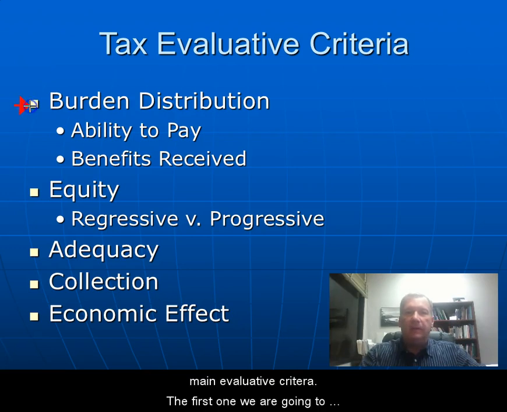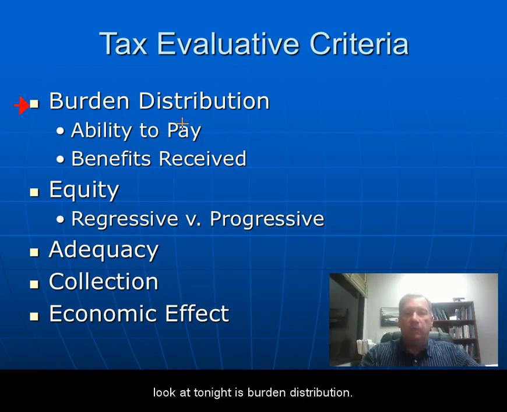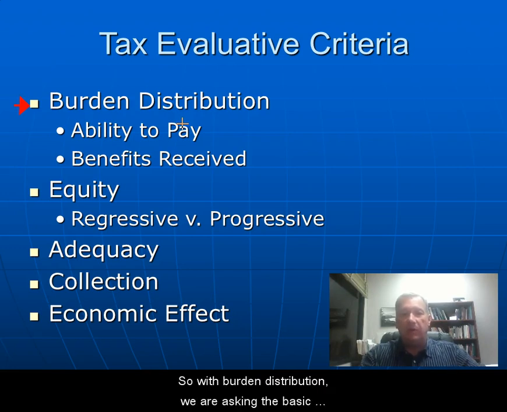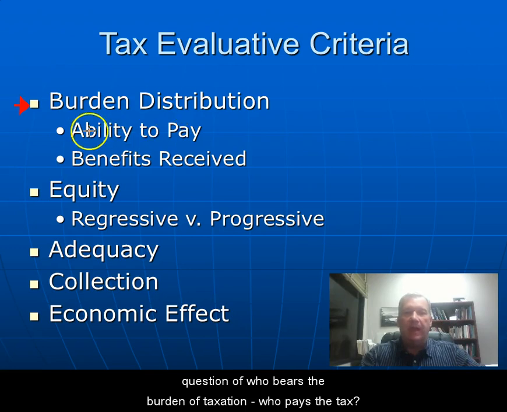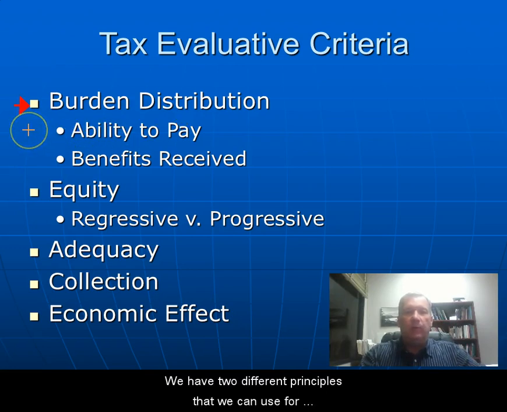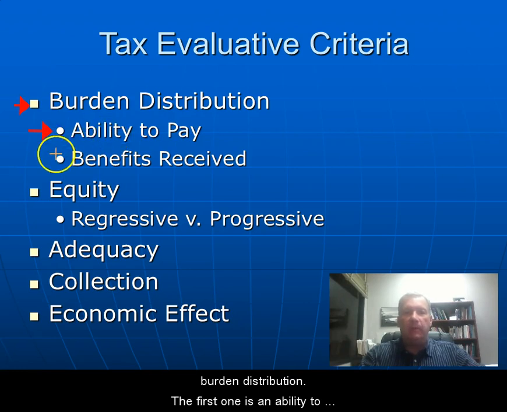The first one we're going to look at tonight is burden distribution. So with burden distribution, we are asking the very basic question of who bears the burden of taxation? So who pays the tax? We have 2 different principles that we can use for burden distribution. The first one is an ability to pay principle, and the second is benefits received.